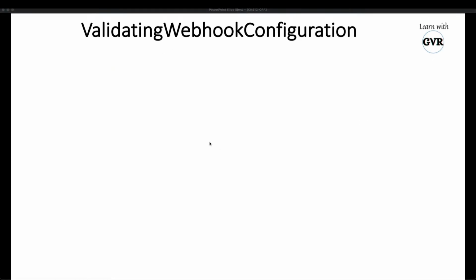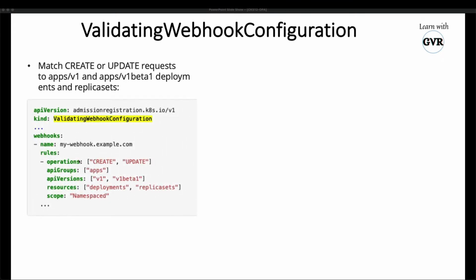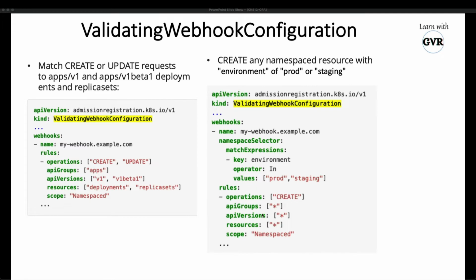Then second, validating webhook configuration. Here, if you look at this example, whenever you create this validating webhook configuration, what it's saying is whenever you create or update deployments and replica sets in these particular API groups, apply a validation. If you look at another example, whenever you try to create any API or any namespace, the label must be environment as prod or staging. Without these two labels, it will fail. In this way, it will validate. If it is not there, it will fail. That's how it works.